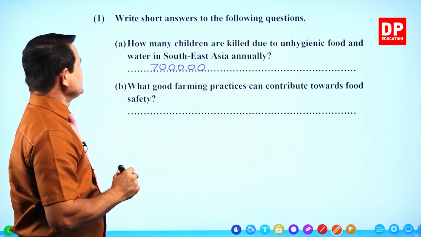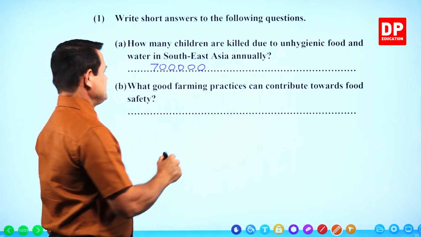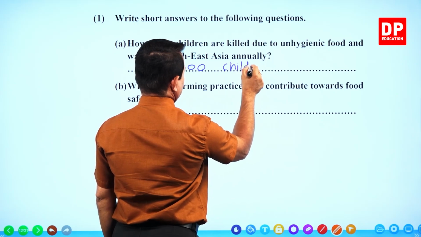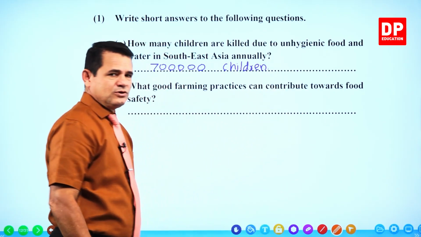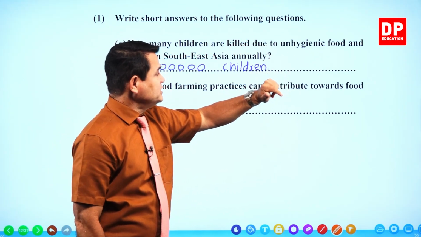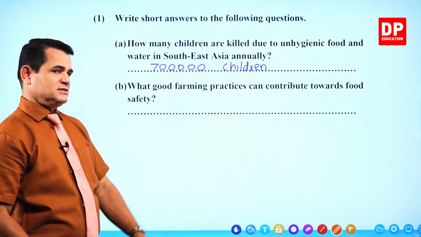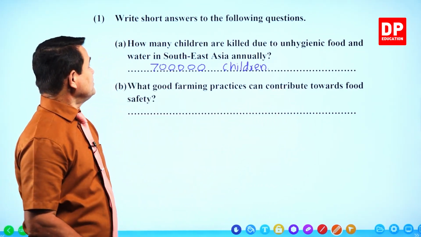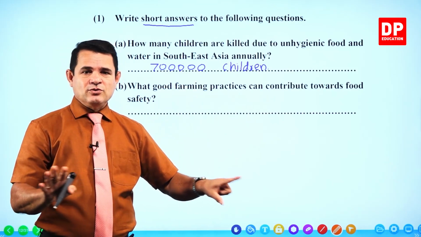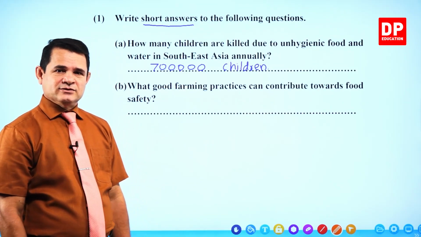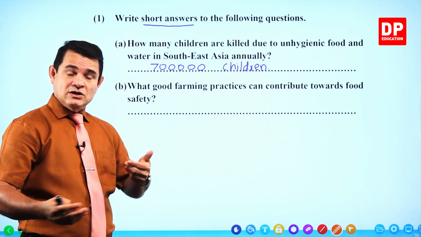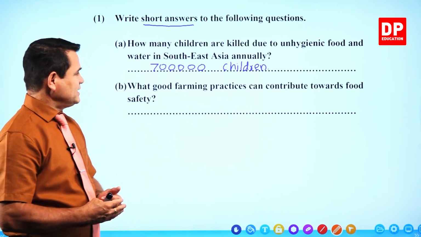So, or else 700, you can say children. Then it is much better. So this is the short answer. Now, if it is 700 children are killed due to unhygienic food and water in Southeast Asia, a long answer also can be written. Not necessary, because now it says write short answers. Short answers are okay enough. So that's the first question. Now you see, small questions like this have been asked. Though the paragraph was a bit long and challenging, the answers are very easy.